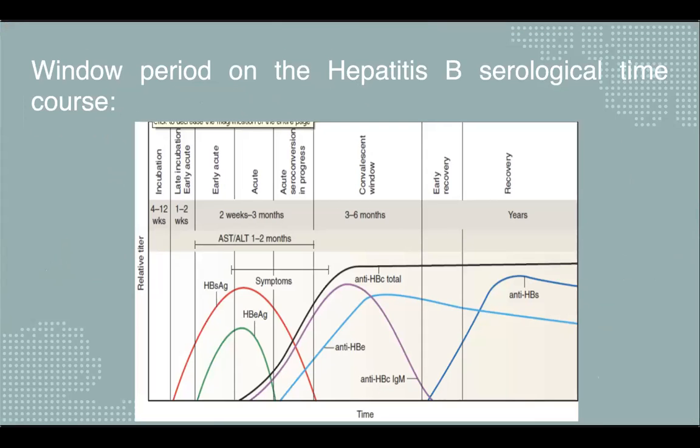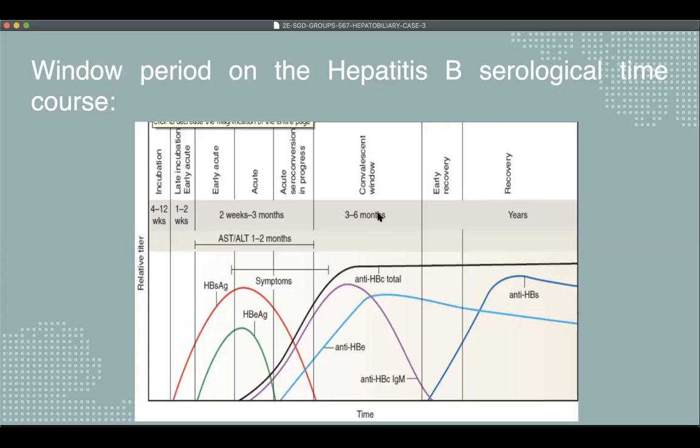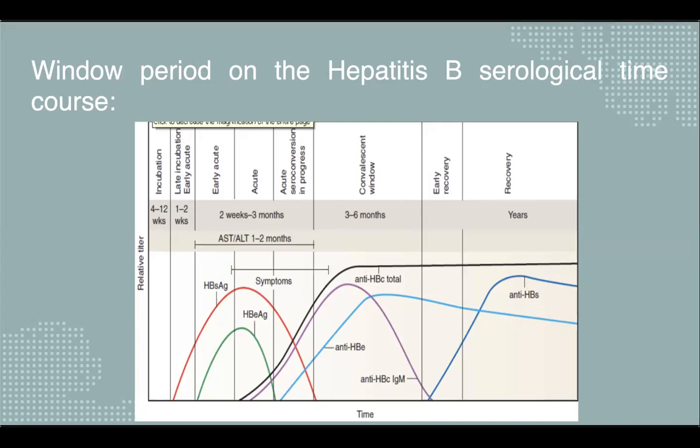So this is the window period of hepatitis B. The window period is when antibodies start to appear after the infection. It is between the disappearance of HB surface antigen and the peak of both anti-HBc total and anti-HBs, though usually only the detection of anti-HBc IgM is what you can witness. Next, please.